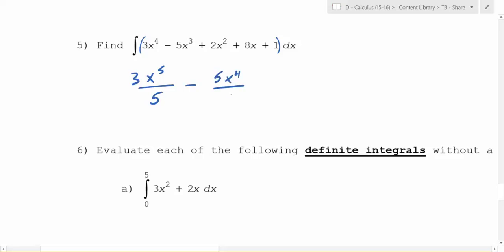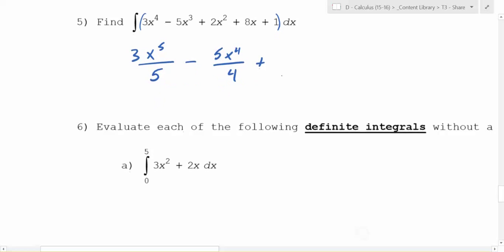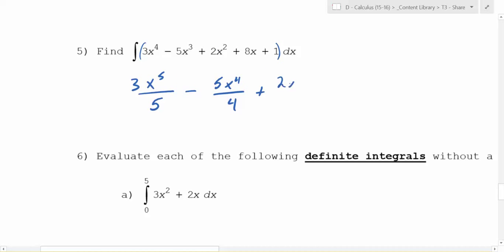5x to the 4th over plus. Yeah, you get the hang of this, right? Plus what? 8x squared over 2 plus. Yes, and can you simplify some of these fractions? I have not. Why have I specifically not simplified any of these? To show the pattern, right? The 3, the 5, the 2, and the 8 are just along for the ride.